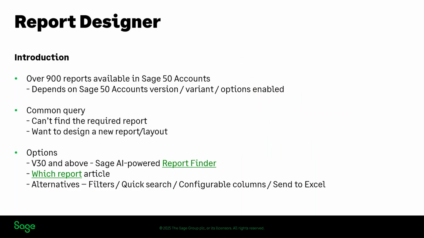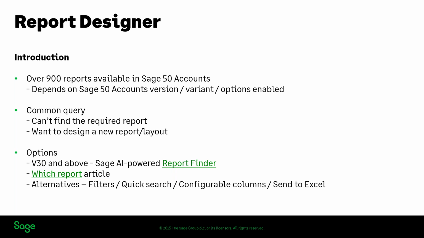So just as a brief introduction, and on the subject of reports, there are actually over 900 reports available in Sage 50 accounts. They've been trimmed down recently in recent versions. I think when version 31 was first rolled out, some of the reports were consolidated. So you've got extra criteria on some of the reports now. If you're running certain daybook reports, it'll ask you for a specific transaction type, as opposed to previously when they were all individual reports.